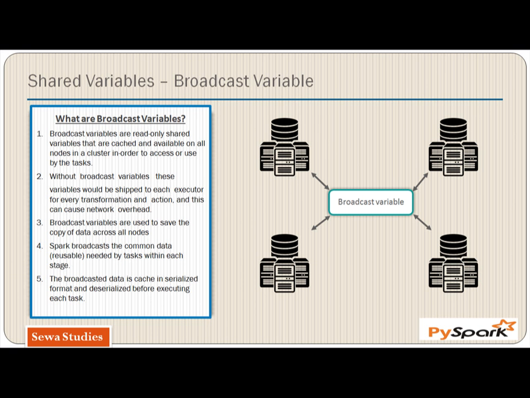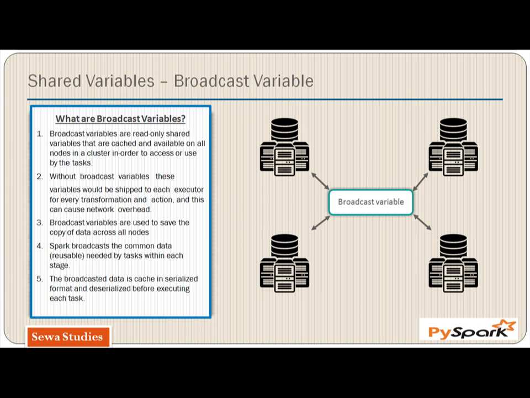First, the broadcast variable. It is a read-only shared variable. Workers use an efficient broadcast algorithm to reduce the communication cost. Broadcast variables are used to save a copy of data across all nodes. Spark broadcasts the common data reusable by the tasks within each stage. Broadcast data is cached in serialized format and deserialized before the task executes.